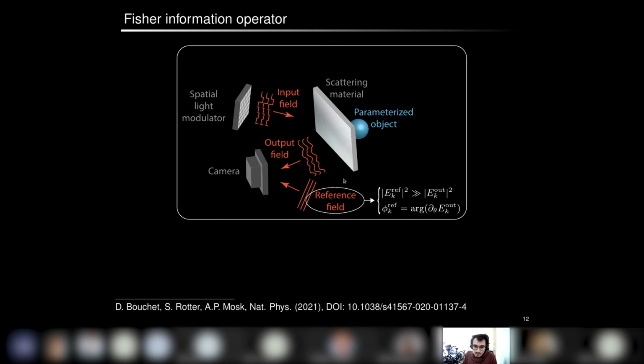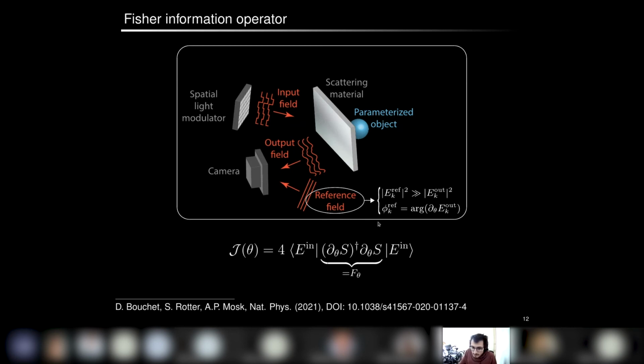And if you have this optimal detection scheme, then what you can show is that you can express the Fisher information measured in this data using this very simple form. It's expressed as a function of the input field and the derivative of the scattering matrix. And the term in the middle is what we call the Fisher information operator.